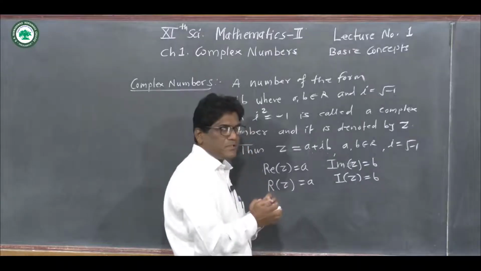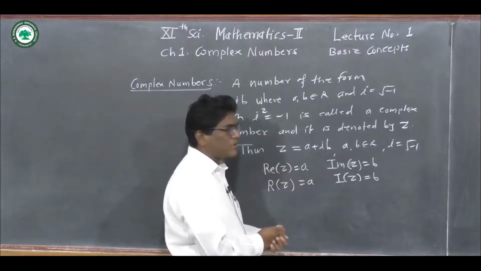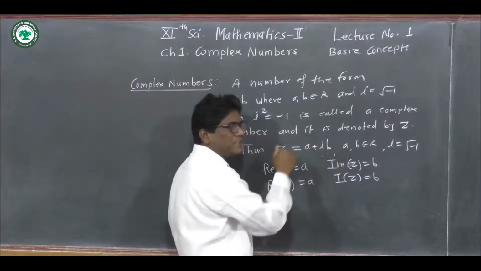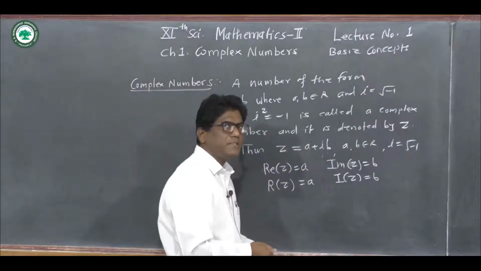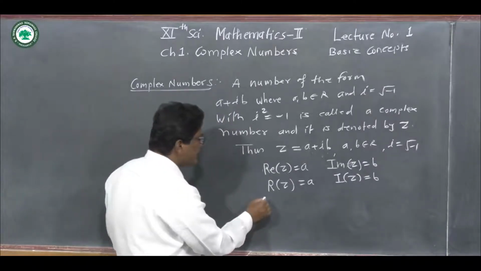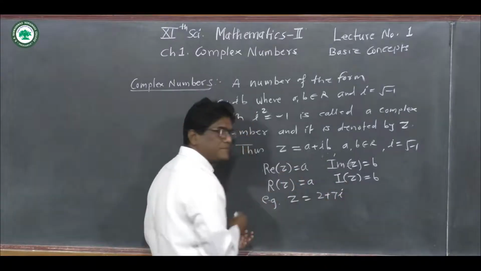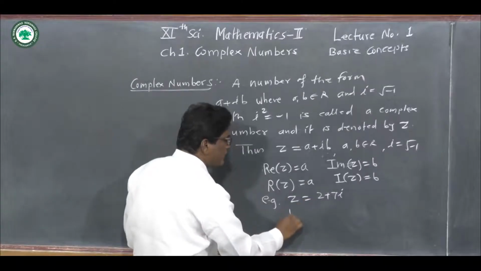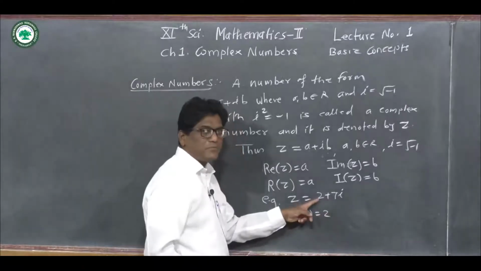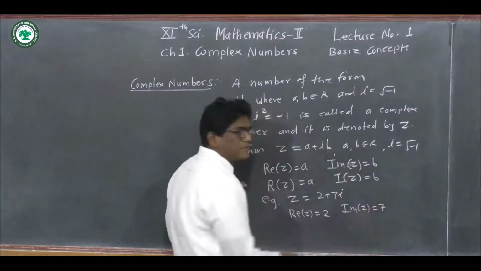This means a complex number is the combination of a real number and an imaginary number. The complex number Z is the addition of a real number and an imaginary number. If we add a real number and an imaginary number, we get a complex number. For example, Z is equal to 2 plus 7i. In this we have the real part of Z equal to 2, and the imaginary part of Z equal to 7, the coefficient of i.